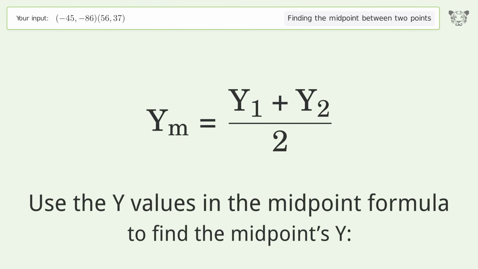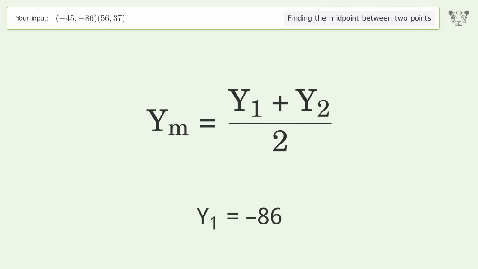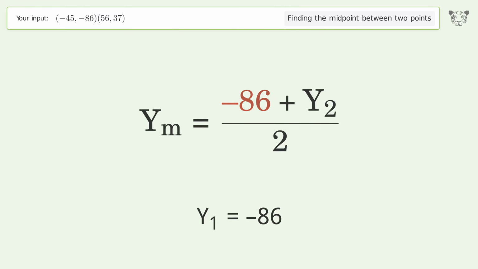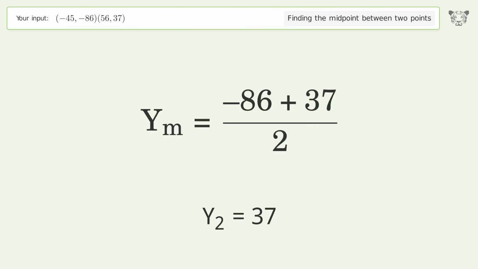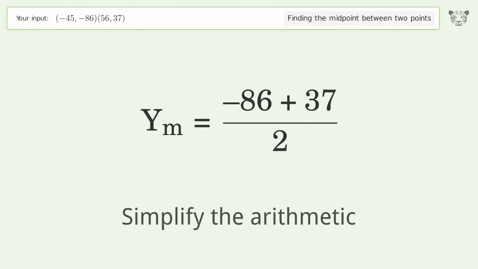Use the y values in the midpoint formula to find the midpoint's y. y1 equals negative 86. y2 equals 37. Simplify the arithmetic.